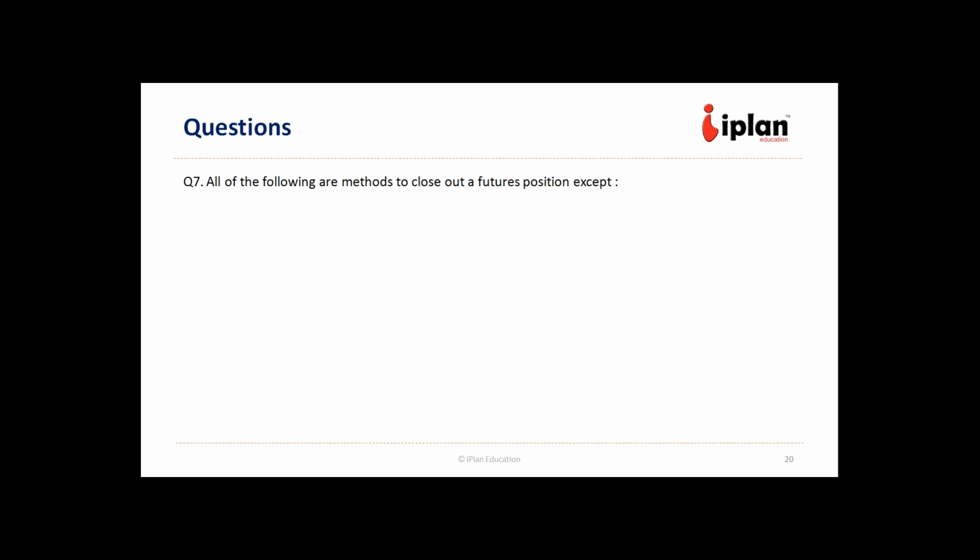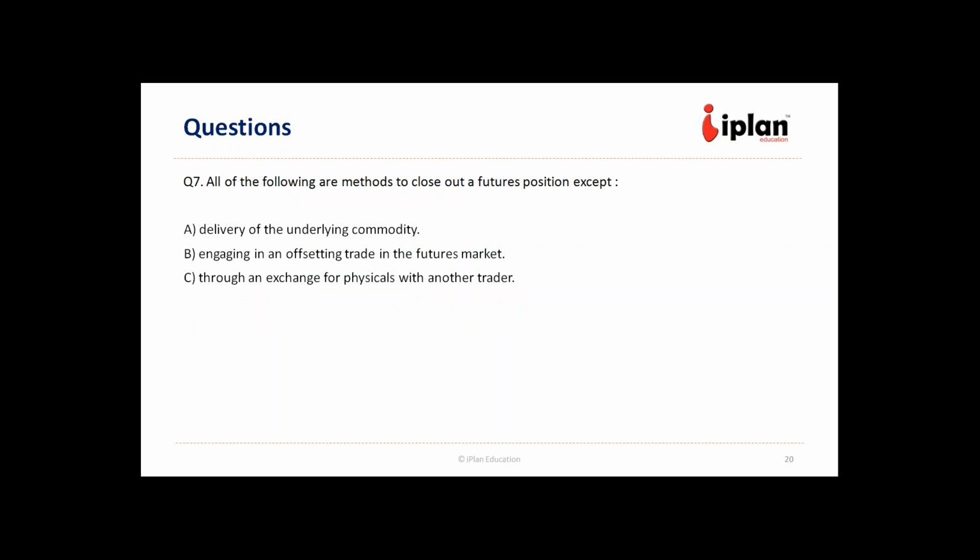Now, all of the following are methods to close out a futures position except. So what are the methods? Delivery of the underlying commodity, we can close out. Engaging in an offset trade in the futures market, we can close out. Through an exchange for physical with another trader, we can close out. Allow the contract to expire without taking action. Now, this is not a way to close out. We cannot allow the contract to expire without taking action. This is not a method to close out the futures contract; you just leave the contract and the exchange settles it. Okay, so D.